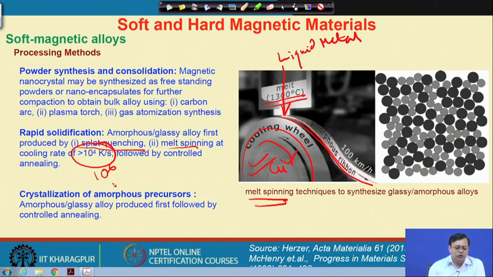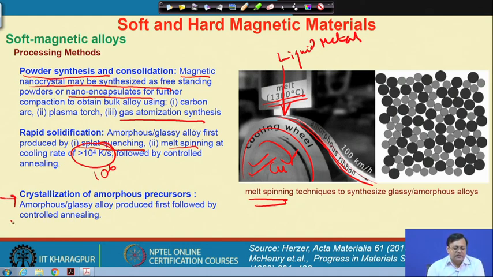Now, we can also process by a powder metallurgy technique, that is consolidation of very fine powders. Here, magnetic nanocrystals may be synthesized as freestanding powder and nano encapsulated for further compaction to obtain bulk alloy using carbon arc, the plasma torch, or gas atomization synthesis. We will discuss this processing technique in the next week, do not worry.